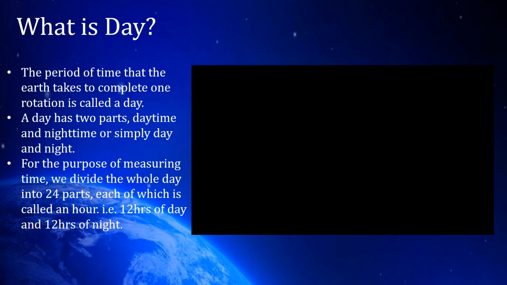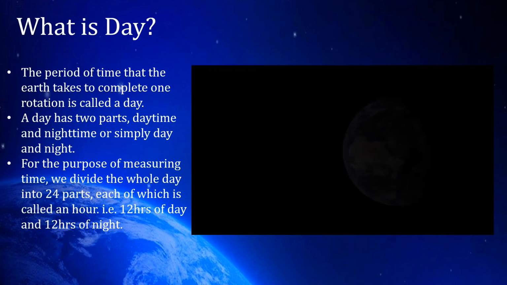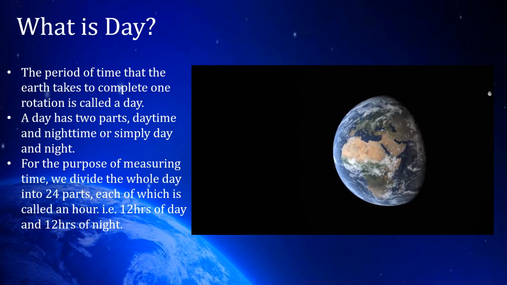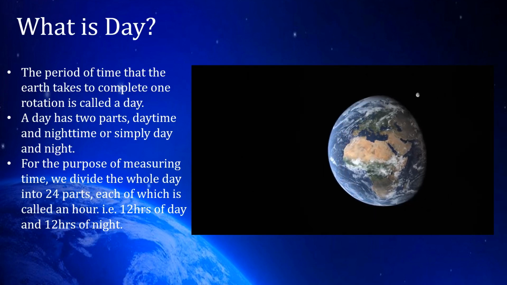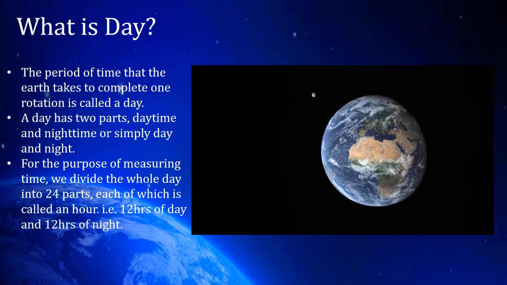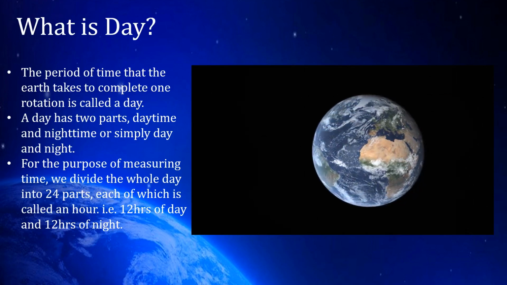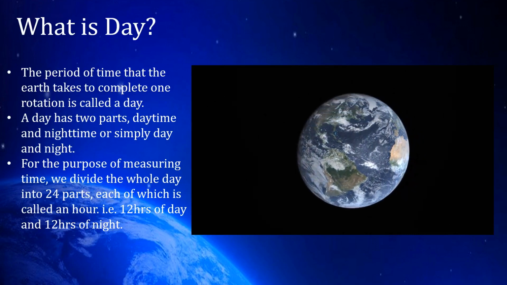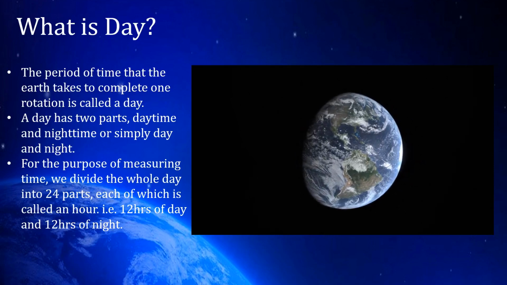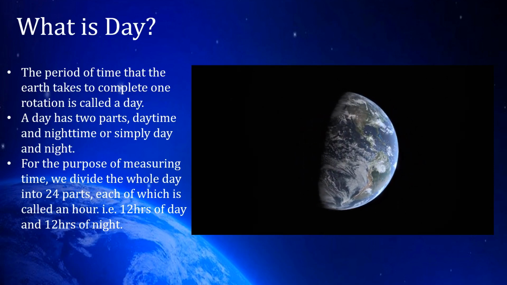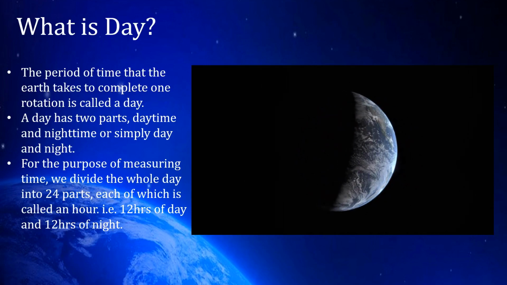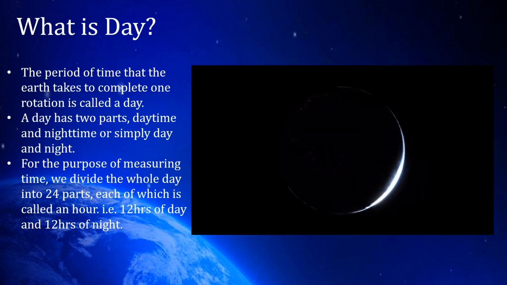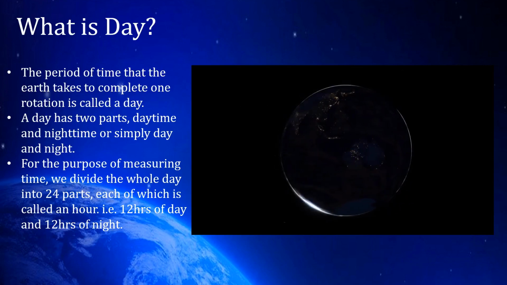What is a day? We will see now. The period of time that the earth takes to complete one rotation is called a day. A day has two parts, daytime and nighttime, or simply we can say day and night. For the purpose of measuring time, we divide the whole day into 24 parts, each of which is called an hour. That is 12 hours of day and 12 hours of night.